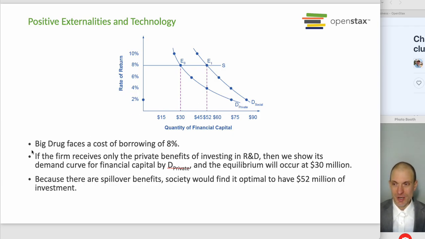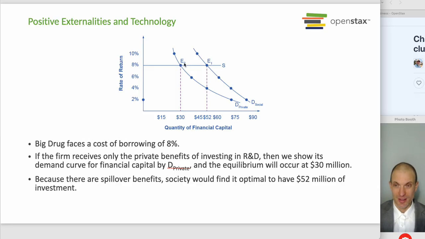All right, so here we have big drug faces a cost of borrowing of 8%. Here's their quantity of financial capital. Here's the rate of return. This is the private demand curve. This is the social demand curve. If the firm only receives their private benefits of investing in R&D, then we show its demand curve for financial capital by D-private, and then the equilibrium occurs at 30 million. This is the supply curve. It's going to be horizontal at 8% is the rate of return.